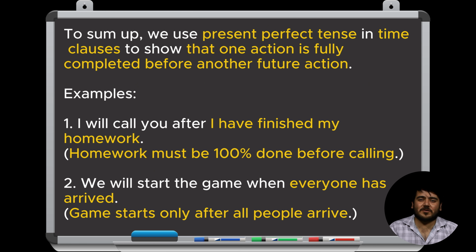To sum up, we use present perfect in time clauses to show that one action is fully completed before another future action. I'll call you after I have finished my homework. Homework must be 100% done before calling. We'll start the game when everyone has arrived. Game starts only after all people arrive.